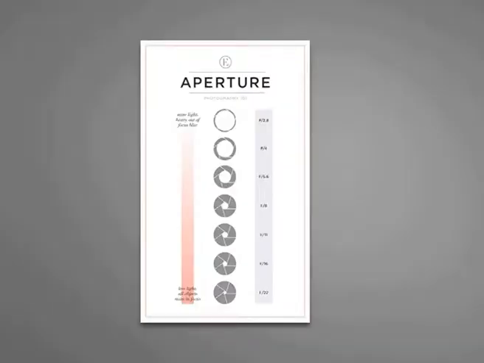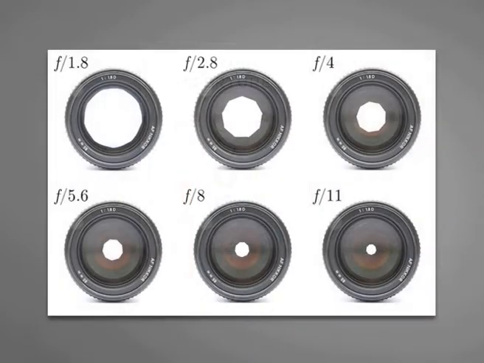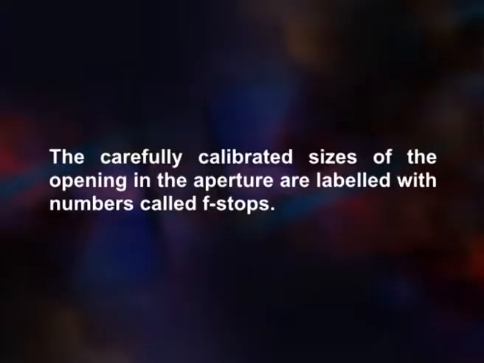Aperture. The third basic characteristic of a lens is its aperture or iris setting. To better control the amount of light that strikes the surface of the tubes or chips, an iris or variable opening is built into the lens. A numbering system was developed in the early days of photography and remains in use today, not only in photography but also in cinematography and videography. The carefully calibrated sizes of the opening in the aperture are labeled with numbers called f-stops.